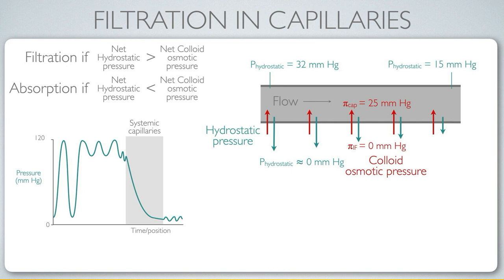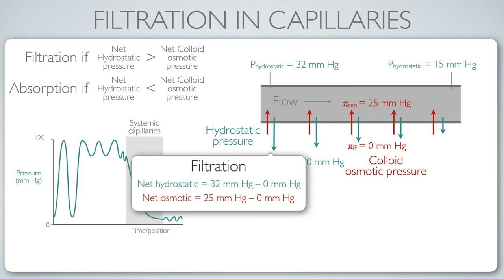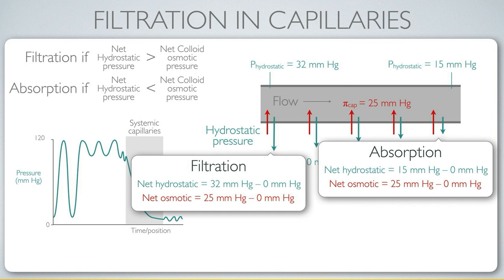Now, if we consider the relative magnitude of these two pressures, then what we see is that on the upstream end, the net hydrostatic pressure of 32 millimeters of mercury is greater than the net osmotic pressure. And so we would expect water to leave the capillary on the upstream end, whereas on the downstream end, we would predict absorption because the colloid osmotic pressure at 25 millimeters of mercury is greater than the hydrostatic pressure at 15.